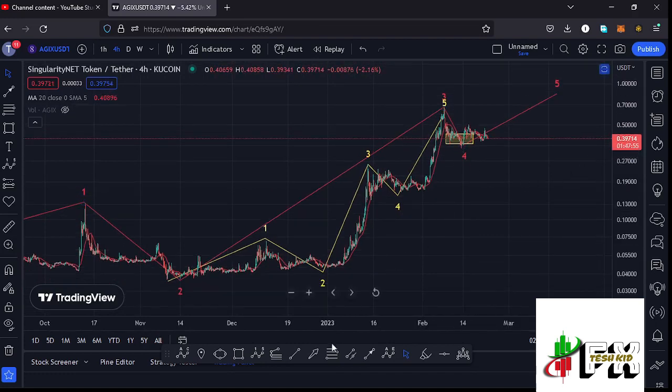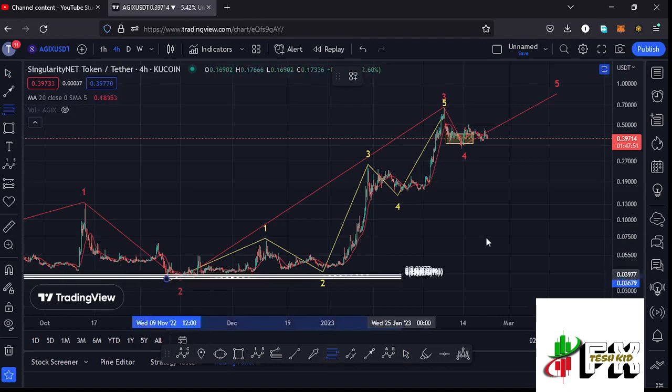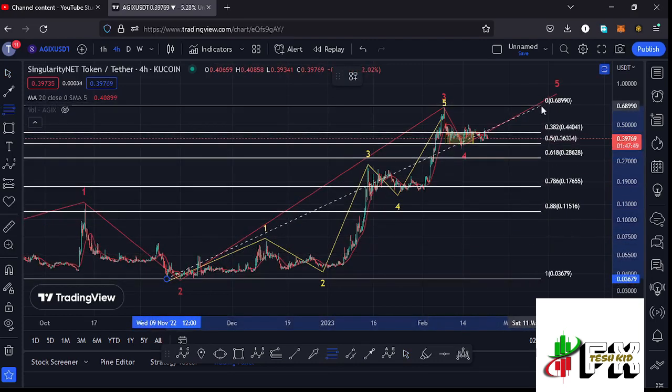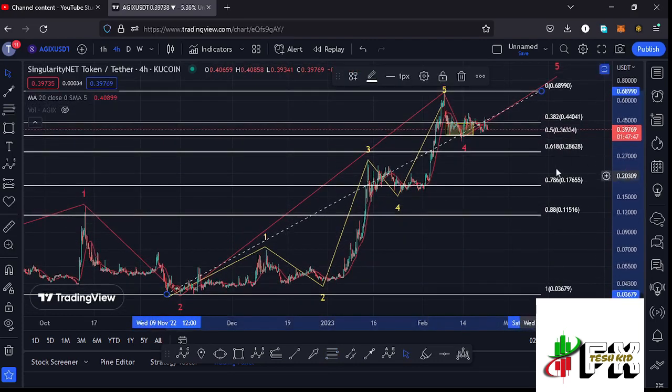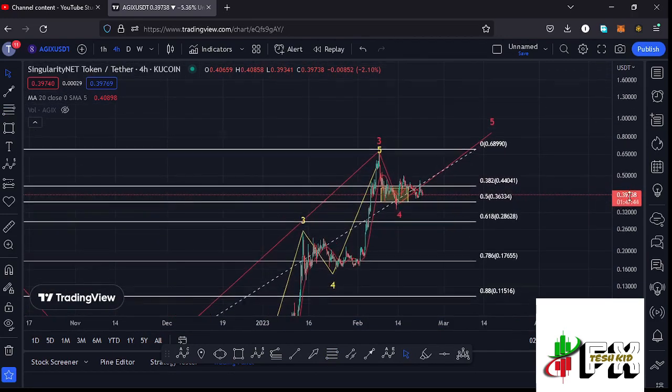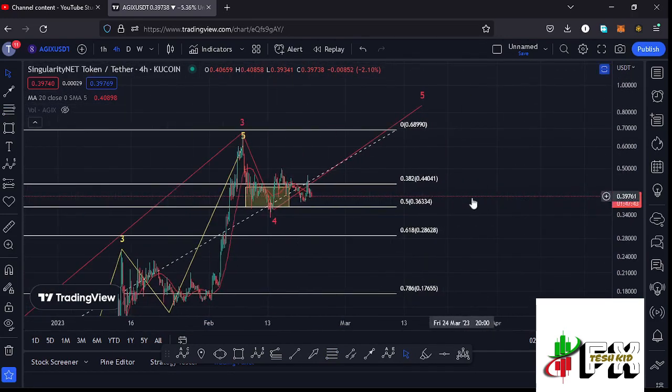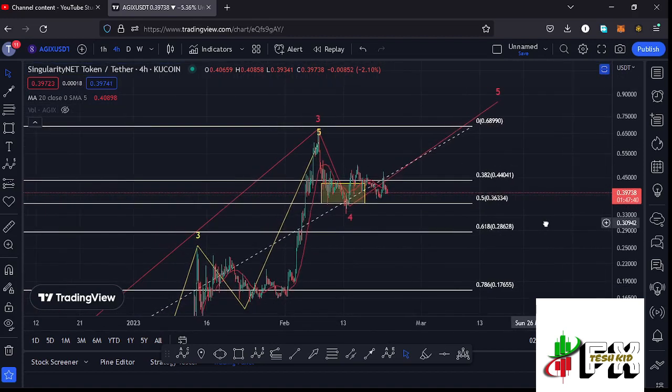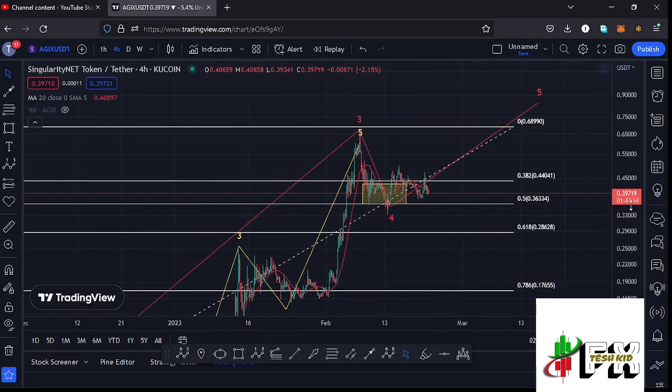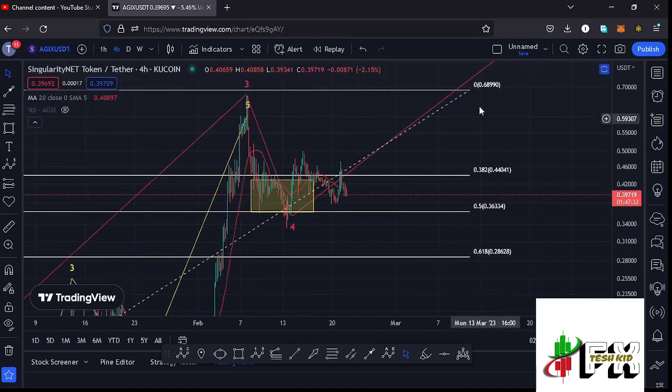And after seeing our peak in the formation of that wave 3, whatever we expected next is a corrective structure in the formation of that wave 4. Using the Fibonacci's, connecting them from the low of the second wave to the high of that wave 3, that gave me a minimum target area to the lower side in the formation of that wave 4 between the fib level 0.382 and the fib level 0.5, and that lies between the $0.44041 mark and the $0.36334 mark.